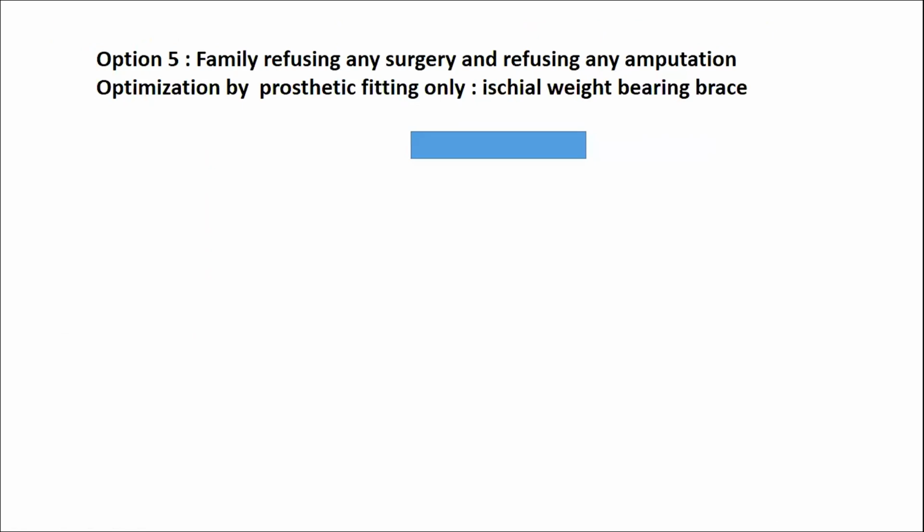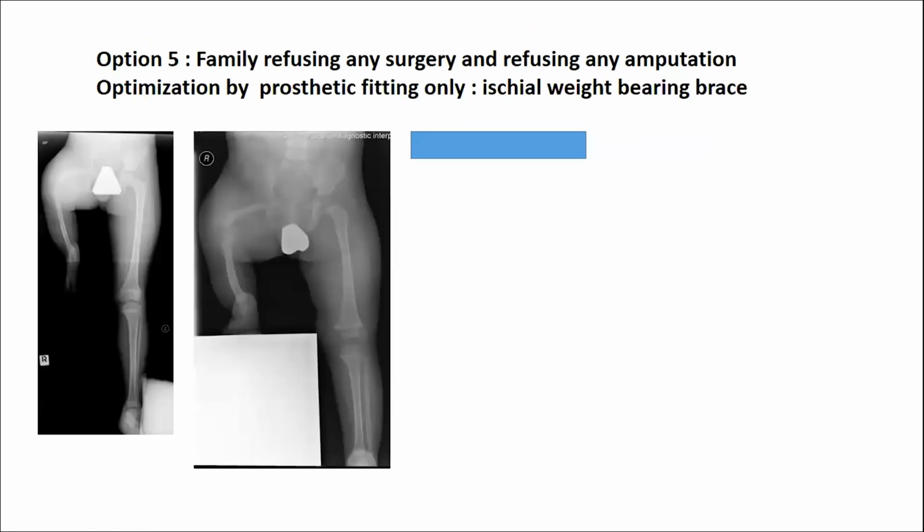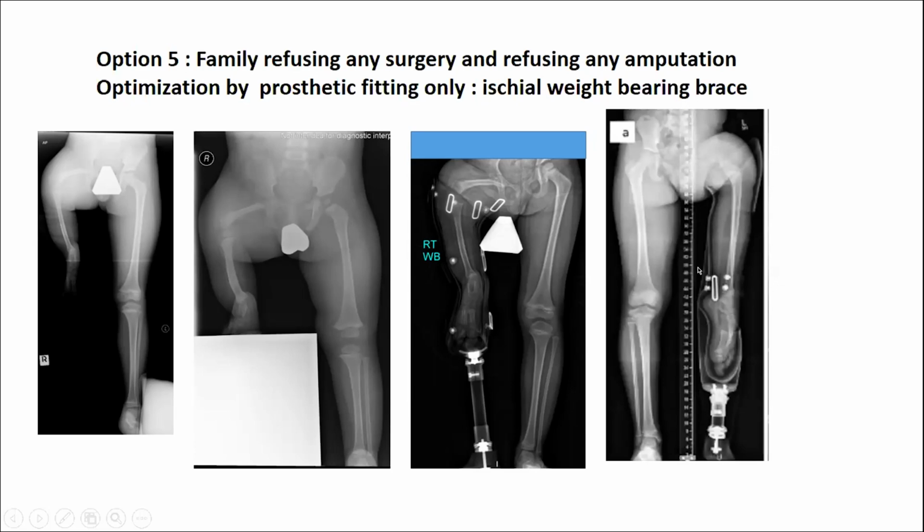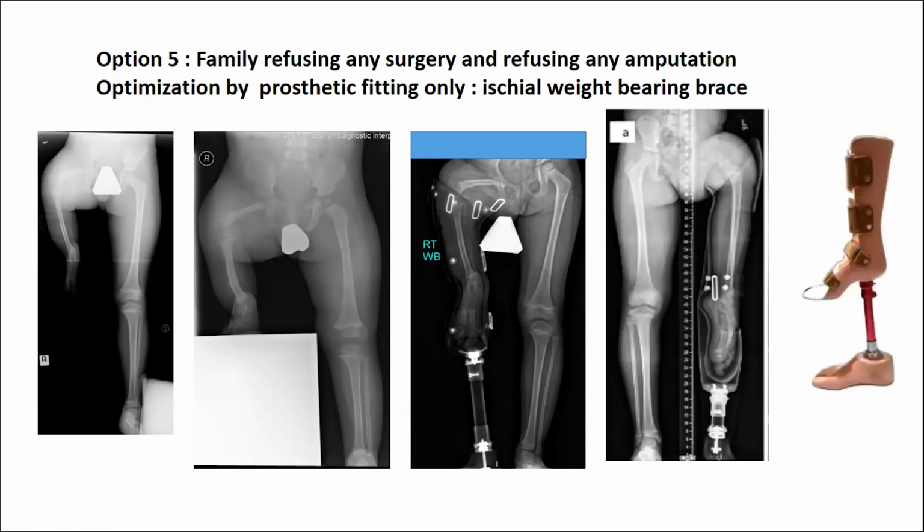And finally, we have the fifth option, which also happens, that the parents refuse any type of amputation, and they refuse surgical reconstruction. In that case, the only option that we have is prosthetic fitting. Here, it's an ischial weight-bearing prosthesis. That's another case, very severe PFFD, almost the whole femur is missing, and the parents don't want anything except conservative treatment. So we have the foot and ankle is capped, and we have these prostheses.